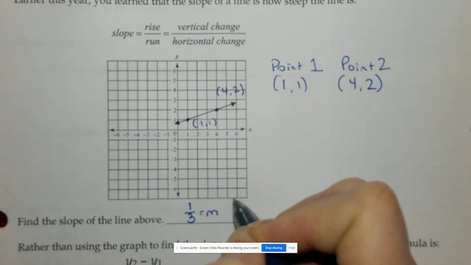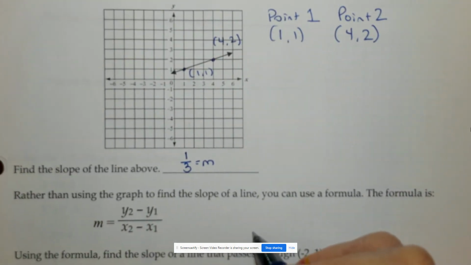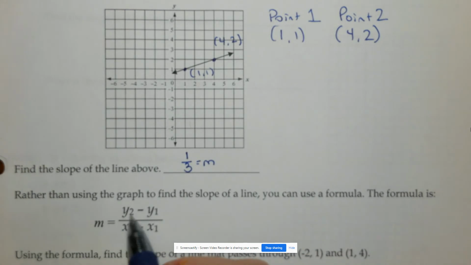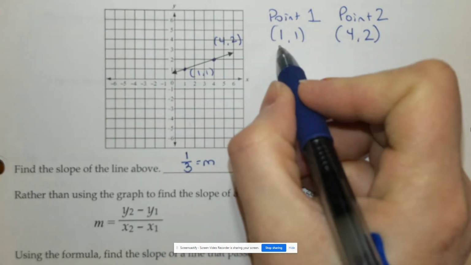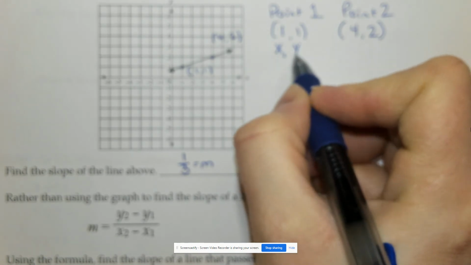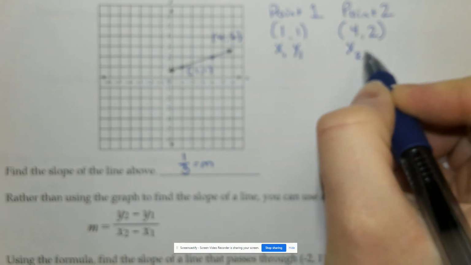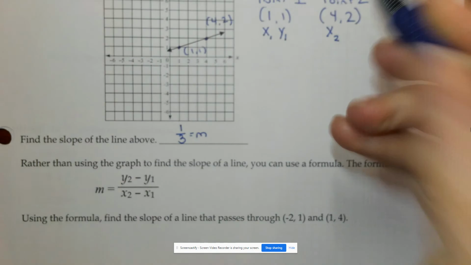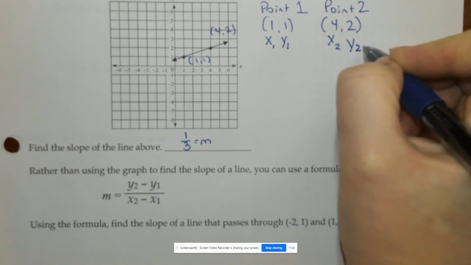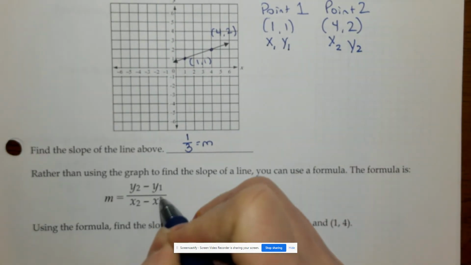That's option 1. Another option is to look at what we call the slope formula. It shows you've got y2 minus y1 over x2 minus x1. So if you label your points, this is the x coordinate of the first point and the y coordinate of the first point. This is the x coordinate of the second point and the y coordinate of the second point. So when I go to plug these in, I do need to know which one is which.